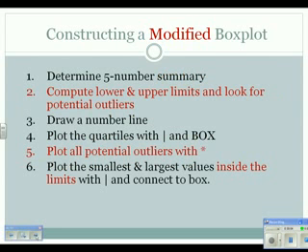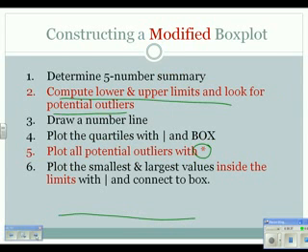And then to do a modified box plot, that's when you need the outliers. So the only difference between the regular box plot and the modified box plot is that we put outliers on the modified box plot. So we do need to compute the lower and upper limits and look for outliers. Once we find the outliers, we will mark the outliers with asterisks.